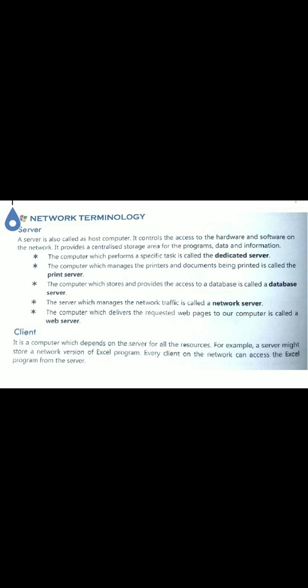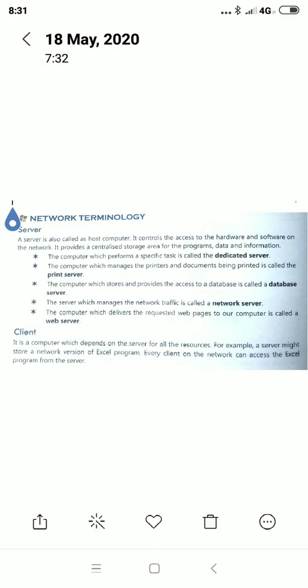This server can be divided into multiple types: dedicated server, print server, database server, network server, and web server. These servers can perform particular specific tasks. A dedicated server performs a specific task that is given to a particular computer system. Second, the print server can control and manage the printer and the documents going for printing. Third, the database server can provide and manage storage and provide access to the database.